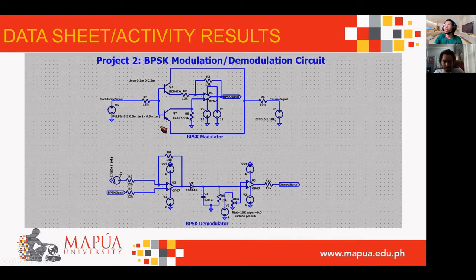So before proceeding to the activity results and outputs, or the interpretation of results, we are going to show you our time lapse for the design and simulation in LTSpice for the BPSK modulation and demodulation circuit.